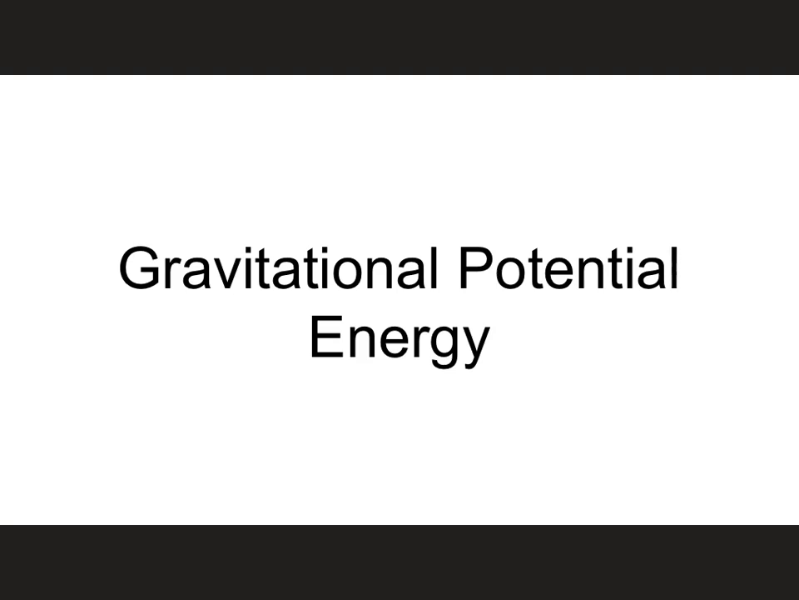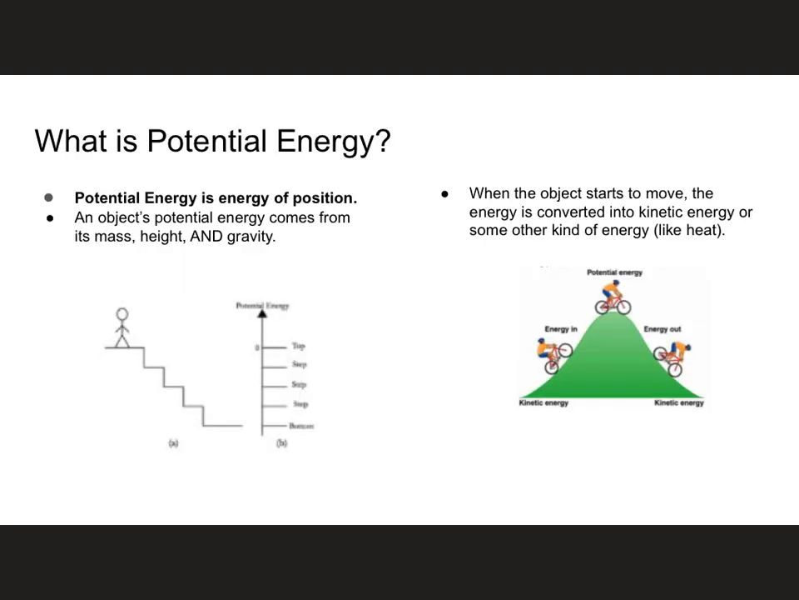Okay, we're going to talk about gravitational potential energy. Now, just a little review on what potential energy is. Potential energy is the energy of position. As an object is resting in a position, it will have potential energy because it's storing it. It would even have more potential energy if it has a greater mass, it's higher off the ground, and due to gravity. So as you see this person on this staircase, the higher they go on the staircase, the more potential energy they have.